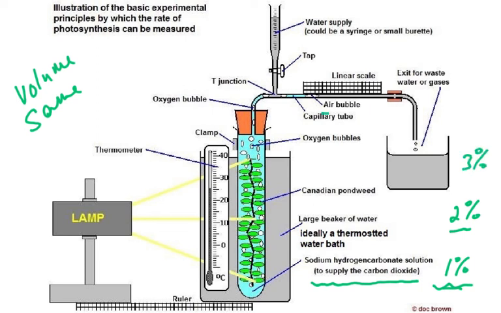Here, of course, you're measuring the length of an air bubble, which is going to help you decide the rate of photosynthesis. The greater the length of the air bubble, the more the oxygen, which means the more the photosynthesis.